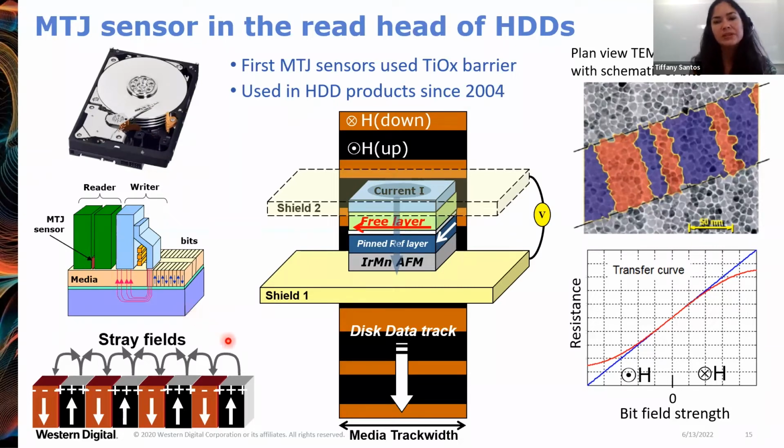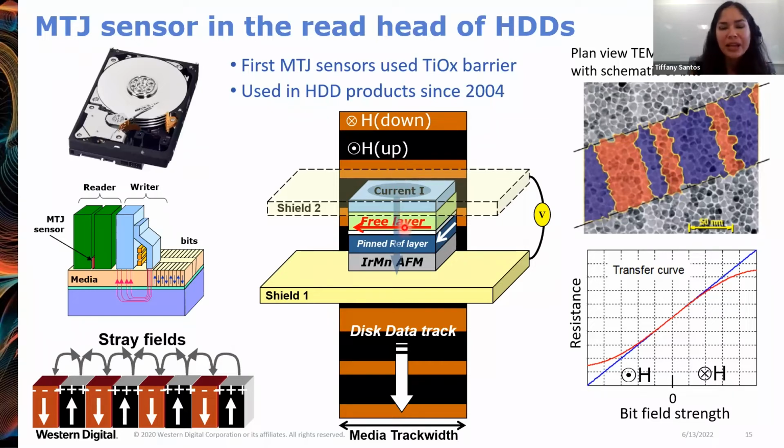So these bits in the magnetic media layer have stray fields coming into and out of the bits depending on their magnetic orientation. This is perpendicular magnetization, so up or down. And that's also shown schematically here in the orange and black in the plane of the slide. So the magnetic tunnel junction in the read head has to get very, very close to the surface of the media in order to sense these stray fields.